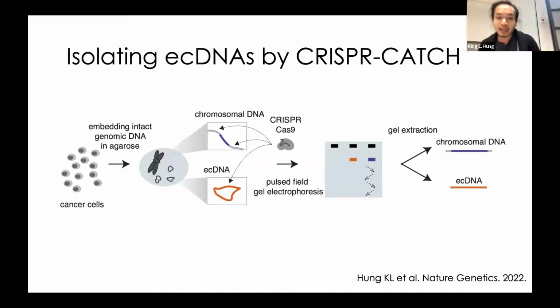We use CRISPR-Cas9 to make a single cut on the circular ecDNA. This single cut will alter the migration pattern of these molecules in pulsed-field gel electrophoresis, and we can use it to isolate these molecules from cancer cells. The same cut made on chromosomal DNA would result in two very large fragments that would migrate very differently from the ecDNA. In this way, we can separate the chromosomal DNA from the ecDNA.